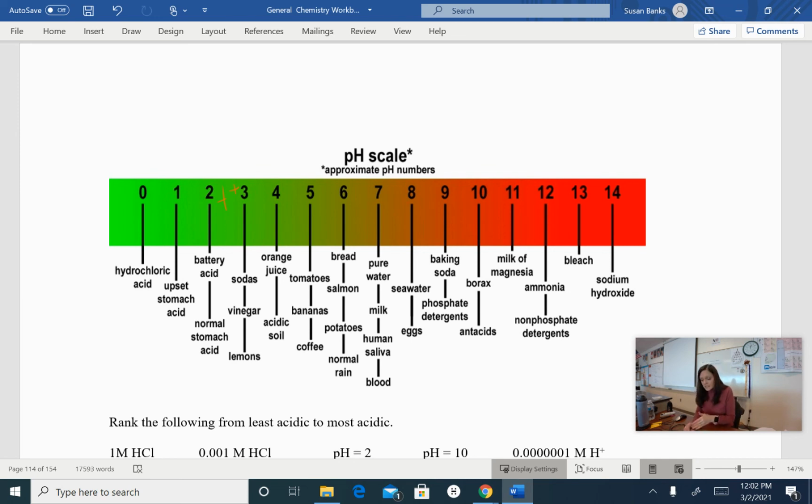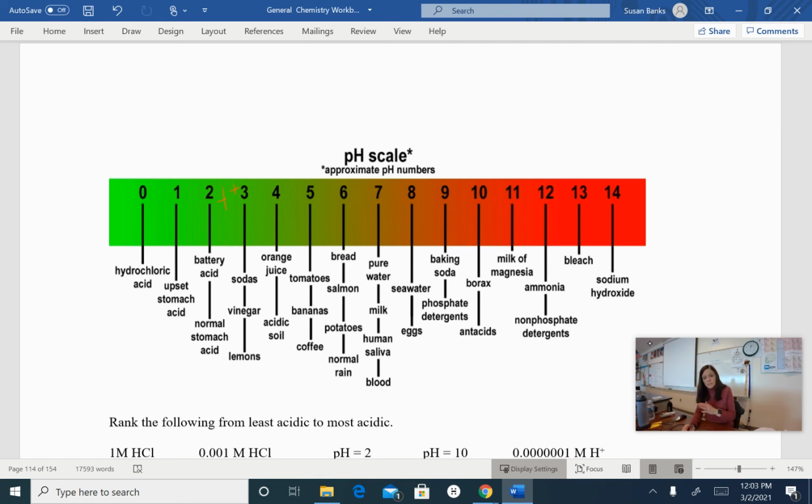And then on the basic end, we have mildly basic things like seawater. Normal ocean water is about 8.2. Eggs are there, baking soda, phosphated detergents, things that we use to clean. And then we get a little bit stronger bases. We have borax, like the powdered soap in old-fashioned dispensers, and bases make your skin feel really slippery because they're dissolving a lot of your skin. Milk of magnesia, those are pretty decently strong bases.